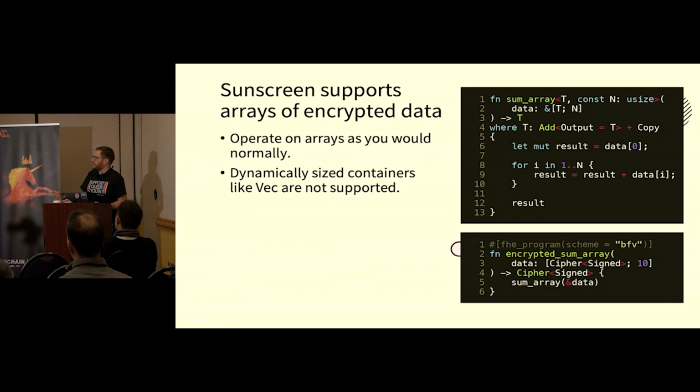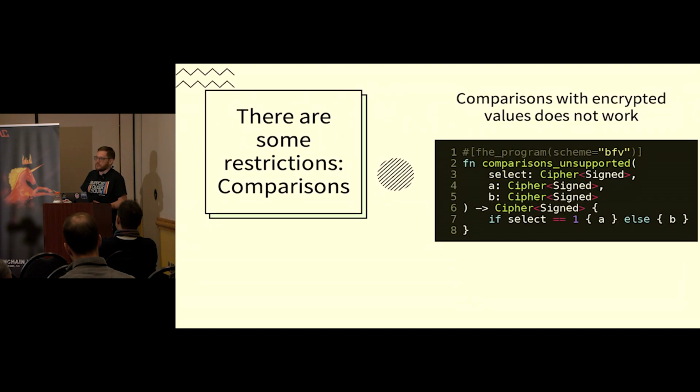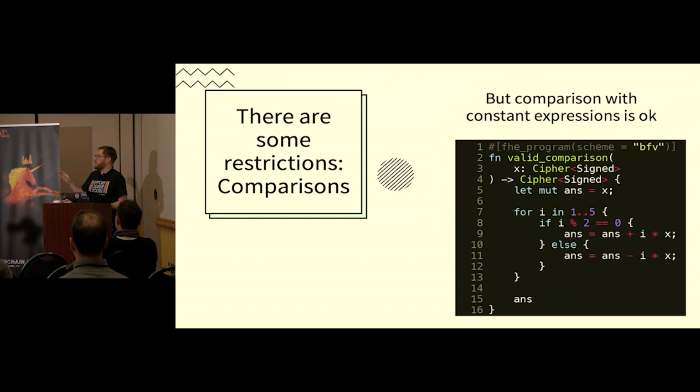One important caveat here is that you cannot use Vec. So you cannot use anything that's dynamically sized, because we can't figure out how many operations you're going to do. There are some restrictions when you try to do this type of operation. Essentially, comparisons are not supported. So you cannot do something where, say in this case, you take in a select number, and you want to say, if the select is 1, then I will return the first ciphertext, otherwise the second one. You can't do that under the BFV scheme.